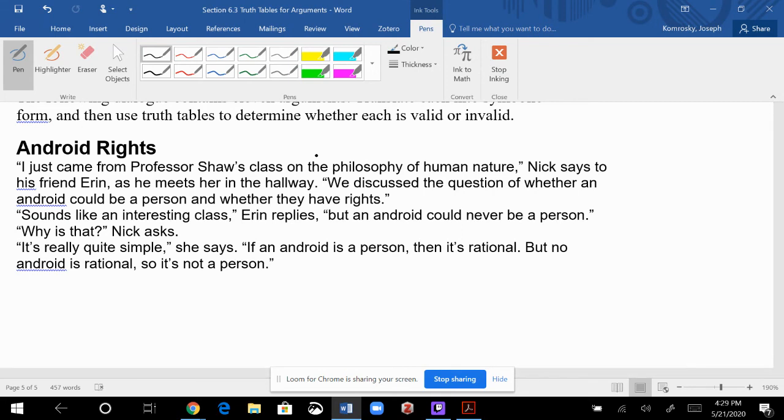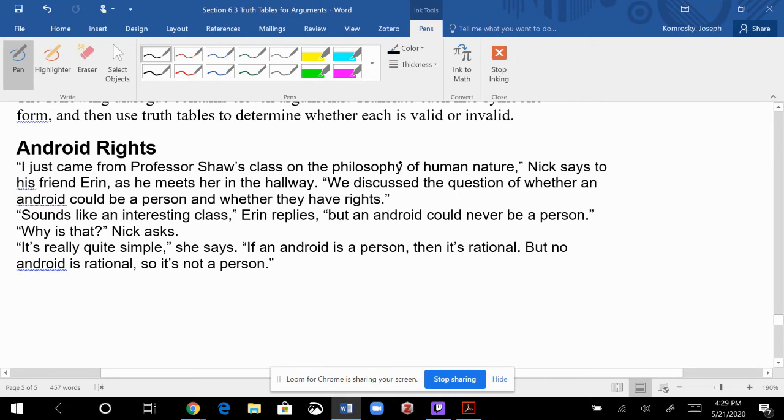And at this point, you can push pause, but first let me read with you, and then I'll tell you why. So I just came from Professor Shaw's class in philosophy of human nature, Dick says to his friend Erin, as he meets her in the hallway. We've discussed the question of whether an android could be a person and whether they have rights.